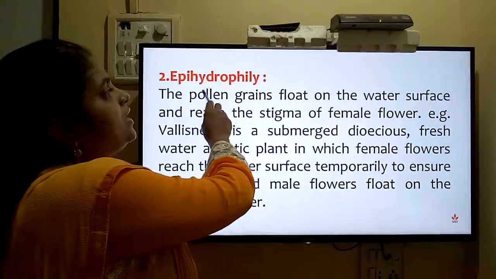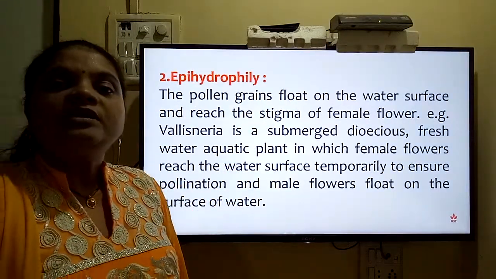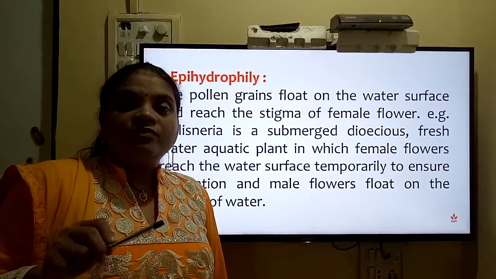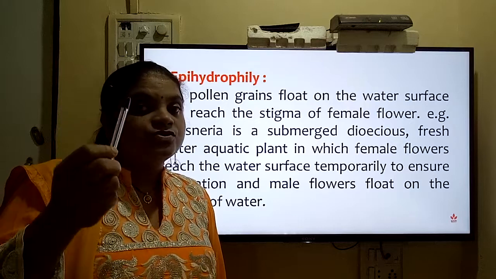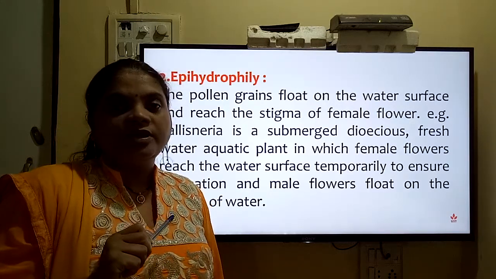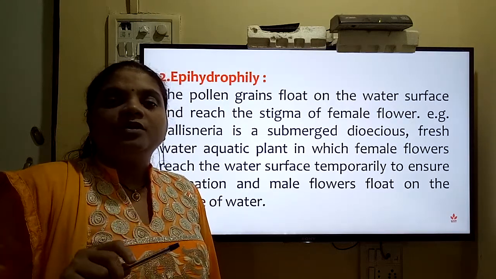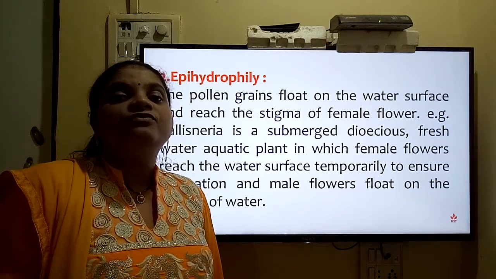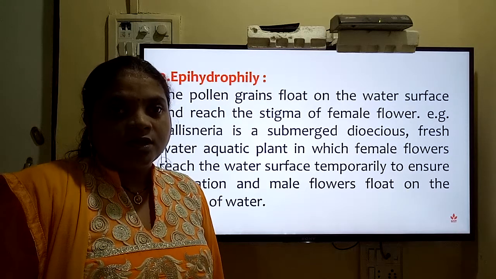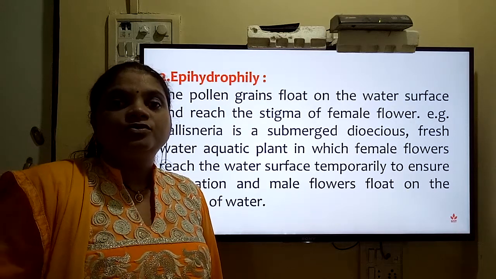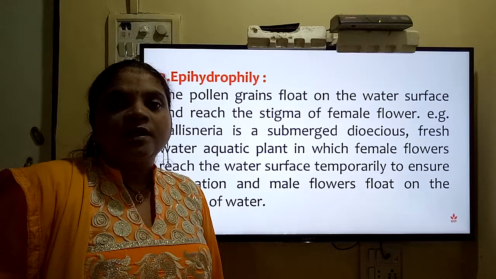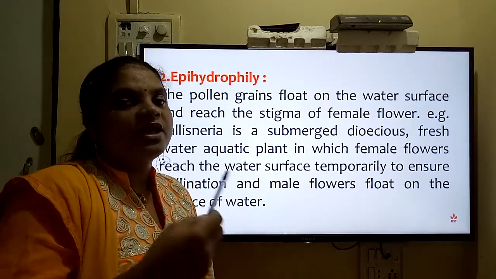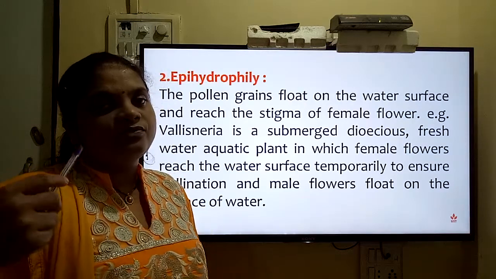Now there is epihydrophily. Pollen grains float on the water surface. So the female flower reaches the water surface to catch the pollen grains. These characteristics we observe in the Vallisneria plant. Vallisneria plants are of two types, dioecious: male plant and female plant. The male plant produces the male flower, the female plant produces the female flower.